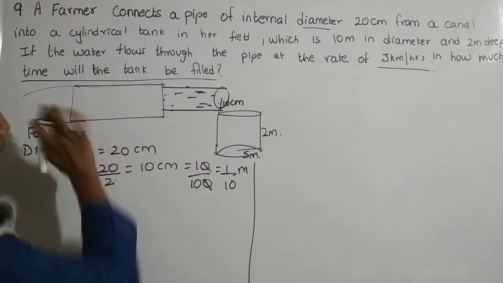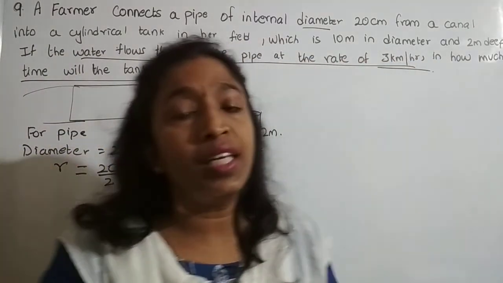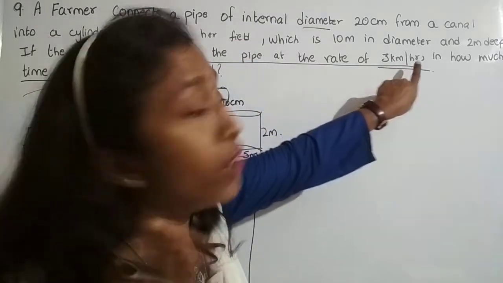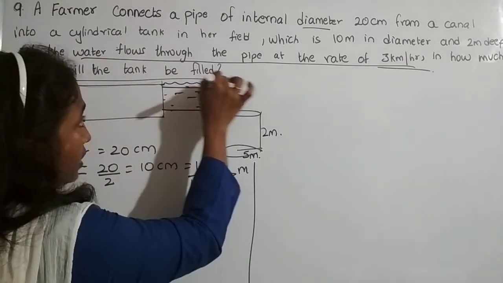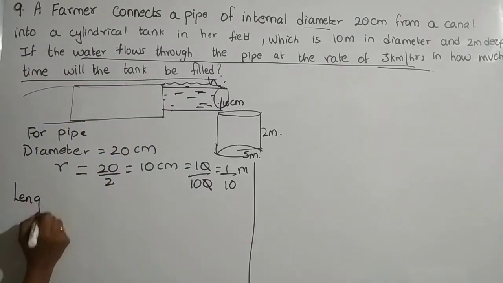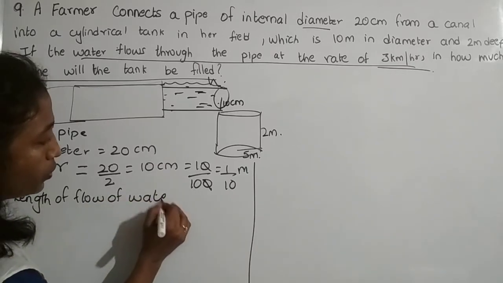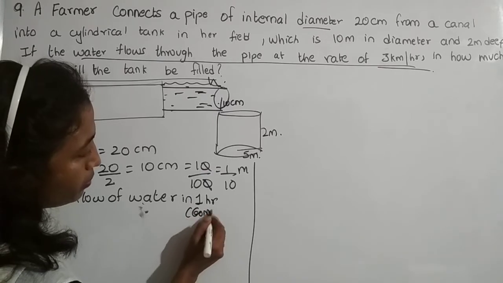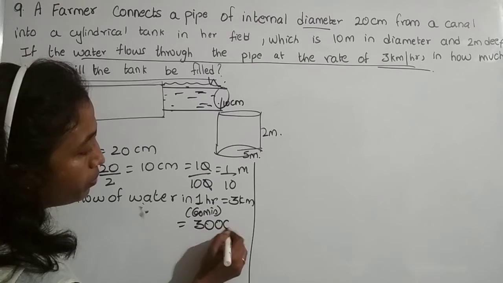Then it is given that the water flows through the pipe at the rate of 3 km per hour. Again, read the sentence, you have to find the time. In 1 hour, the water flows through the pipe covering 3 km. So here we can say the length of the pipe, in this case, is the height. You know that when a cylinder is there, we require R and H. So here the length is nothing but the height. So the length of flow of water through the pipe in 1 hour, that is 60 minutes, in 60 minutes the flow of water is nothing but 3 kilometer. Again, this should be in meter, so 3000 meter.